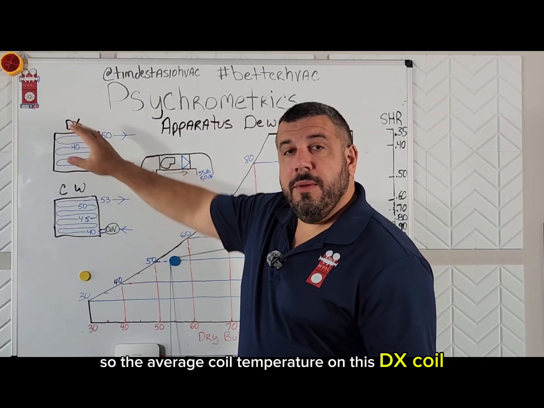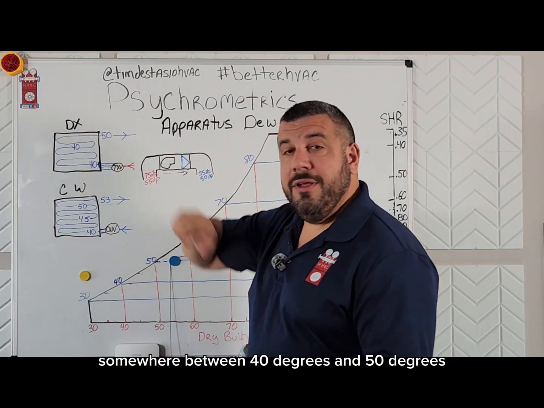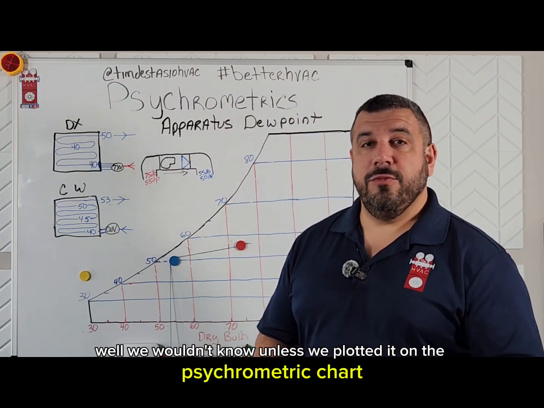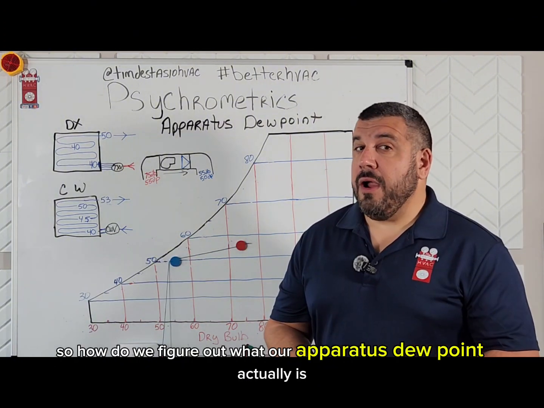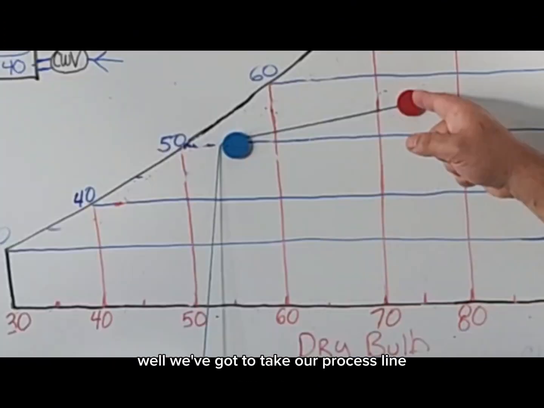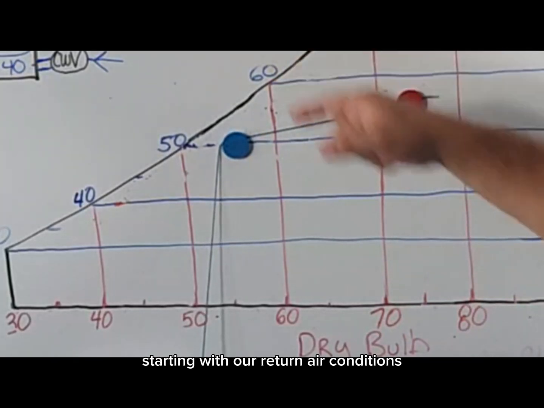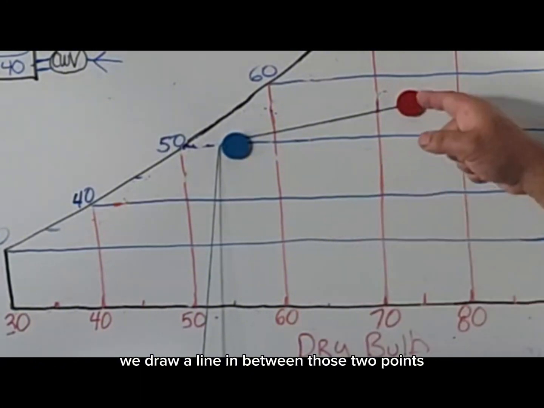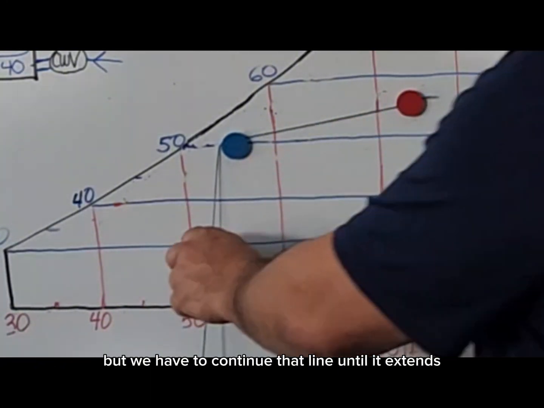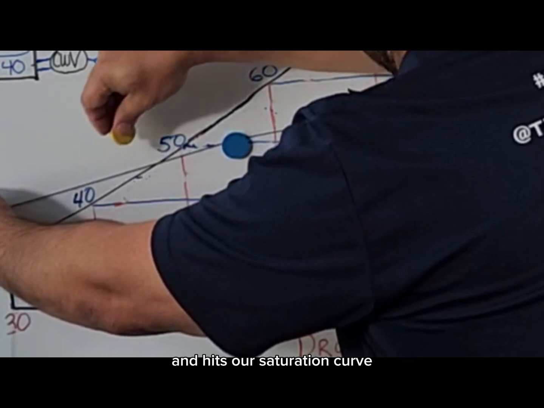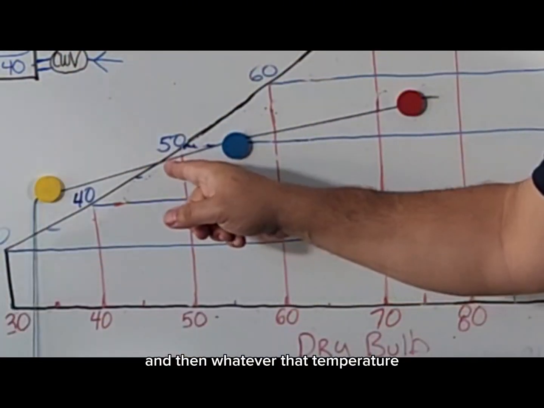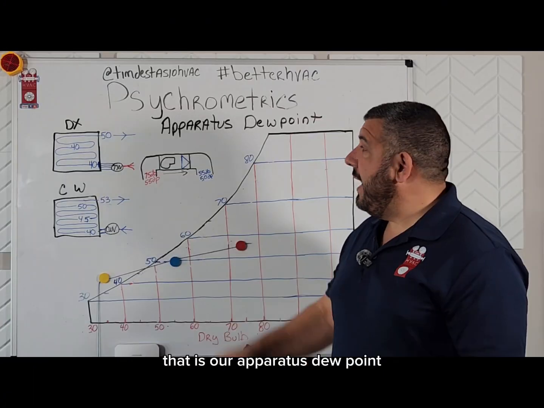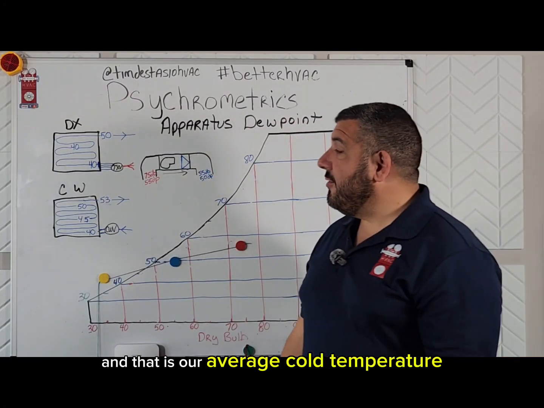So the average coil temperature on this DX coil is somewhere between 40 degrees and 50 degrees. Well, what is it? Is it 42? Is it 48? Well, we wouldn't know unless we plotted it on the psychrometric chart. So how do we figure out what our apparatus dew point actually is? Well, we've got to take our process line, starting with our return air conditions, and then we take our leaving air conditions. We draw a line in between those two points, but we have to continue that line until it extends and hits our saturation curve. And then whatever that dry bulb temperature is that intersects with our saturation curve, that is our apparatus dew point, and that is our average coil temperature.